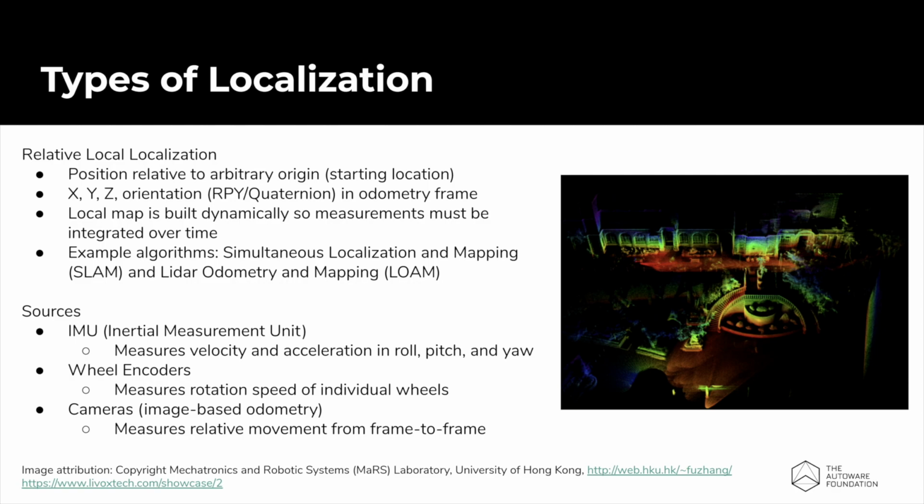You can do the same thing with wheel encoders, and this is sometimes known as dead reckoning. This measures the rotation speed of individual wheels or tracks on an automated ground vehicle and builds a relative map and path of where you are relative to your starting location using the wheel encoder data. There's also something called image-based odometry, which allows you to use camera data to measure the relative movement from frame to frame from those cameras.